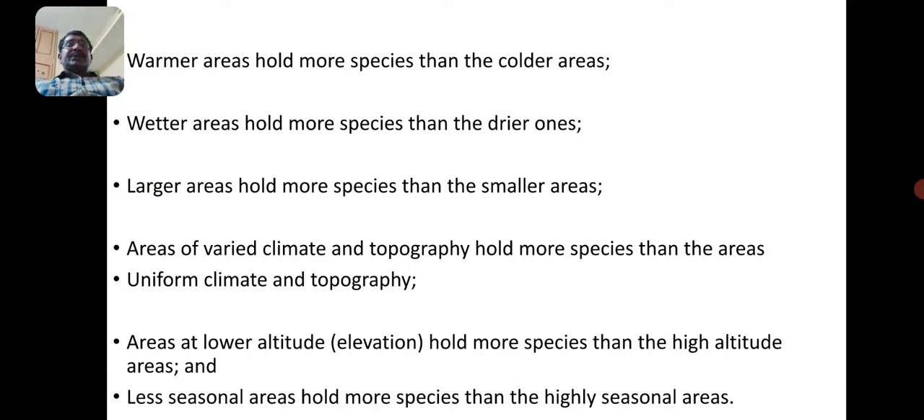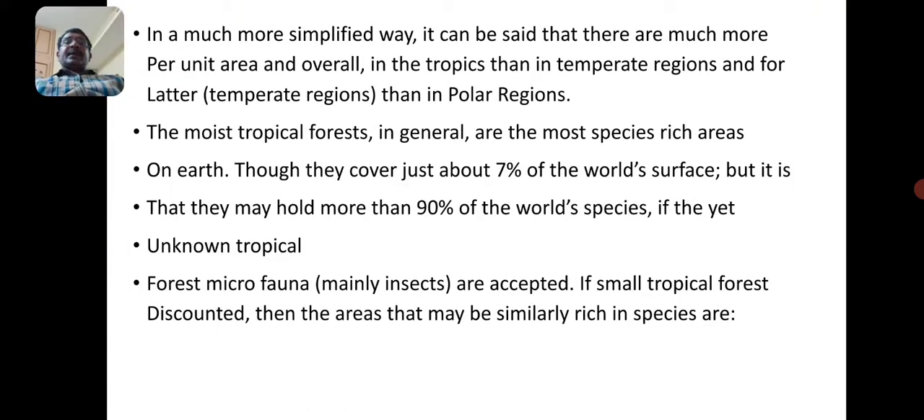Areas at lower altitude hold more species than high-altitude areas. Less seasonal areas hold more species than highly seasonal areas. In a simplified way, it can be said that there are many more species per unit area overall in the tropics than in the temperate regions, and more in those than in polar regions.